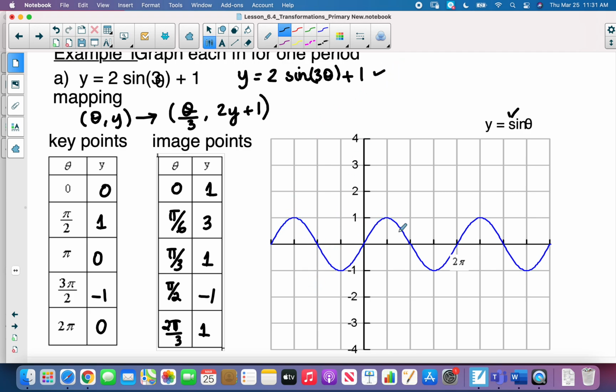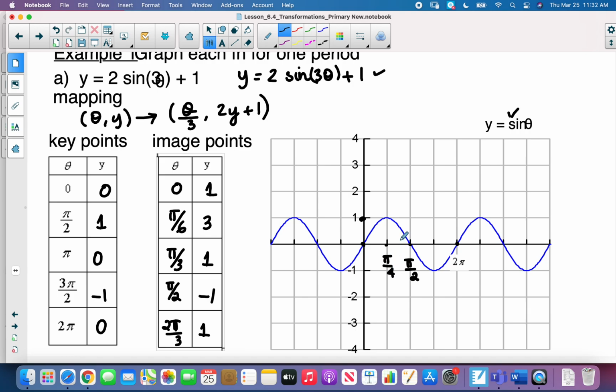Now what we have in blue here is the parent function. You can see that it starts at the origin and it completes one cycle in 2 pi radians. So the period is 2 pi. And for this function here, 0, 1, the first point is right here. Then pi over 6. So this is 2 pi. This one is pi over 2. This is pi over 4.